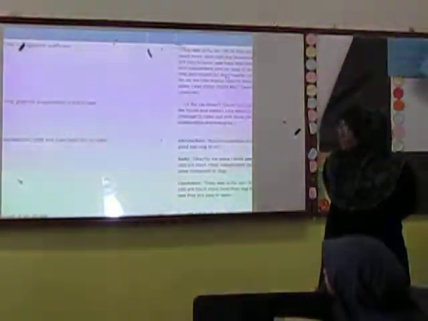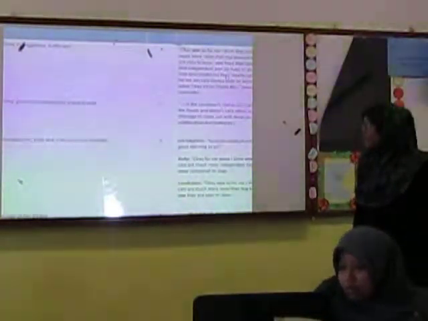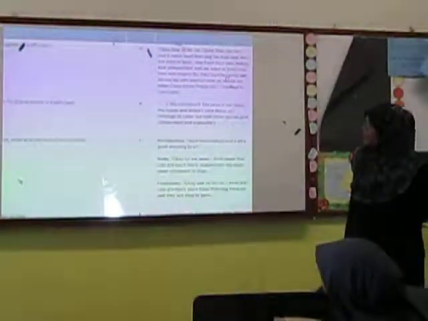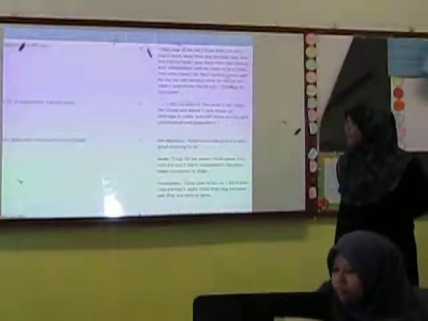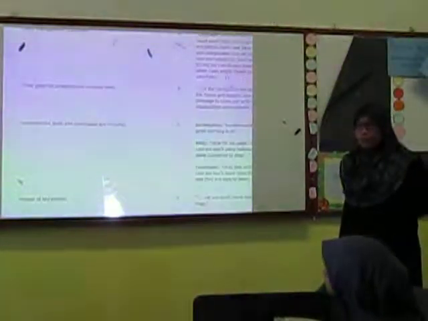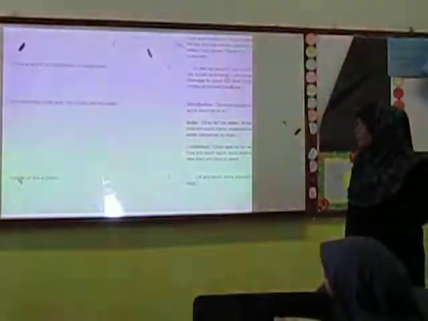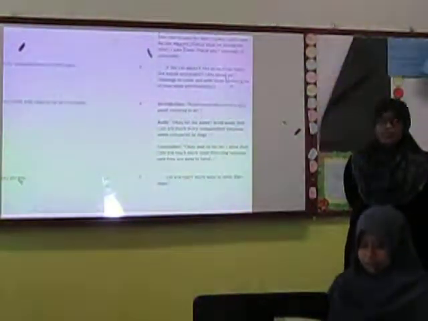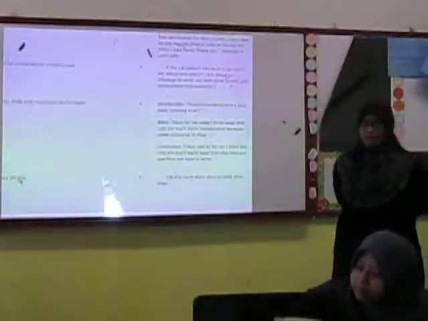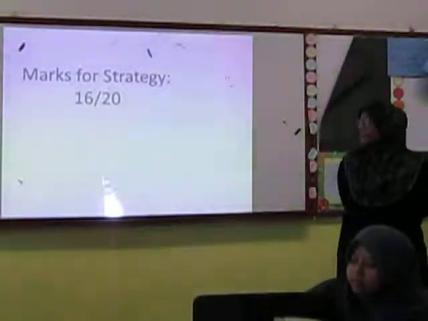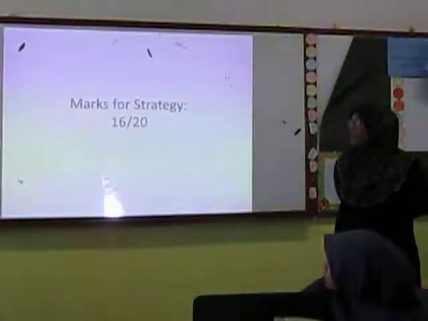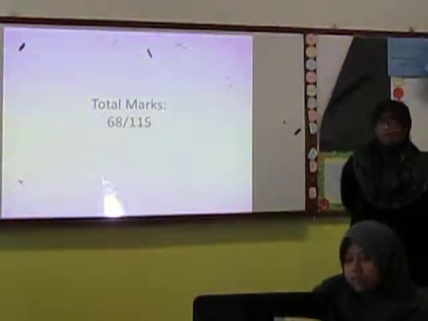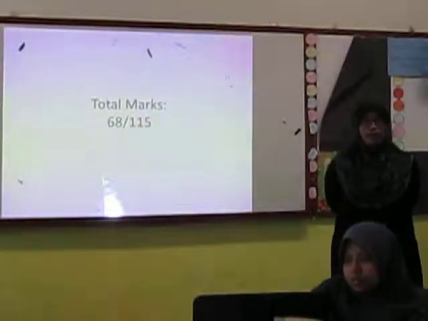And the third point is introduction, body and conclusion are included. The score given is 4 because there are introduction, body and conclusion. The last one is usage of key phrases. The score given is 4 because he managed to state his points using key phrases. And the total mark for strategy is 16/20. So the total mark overall for all the 5 criteria is 68/150.